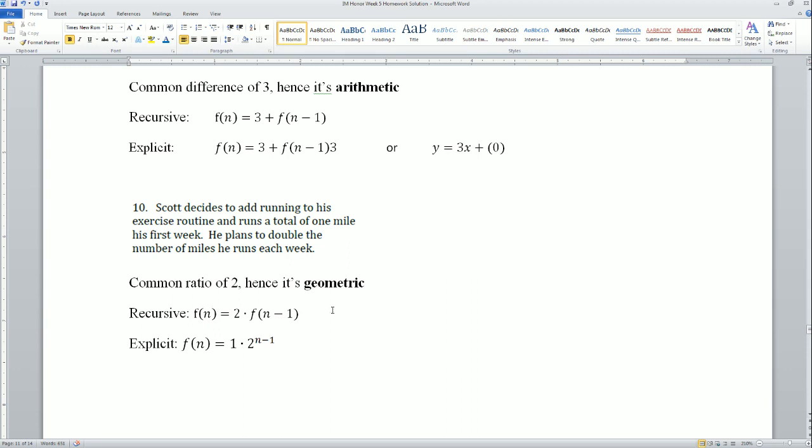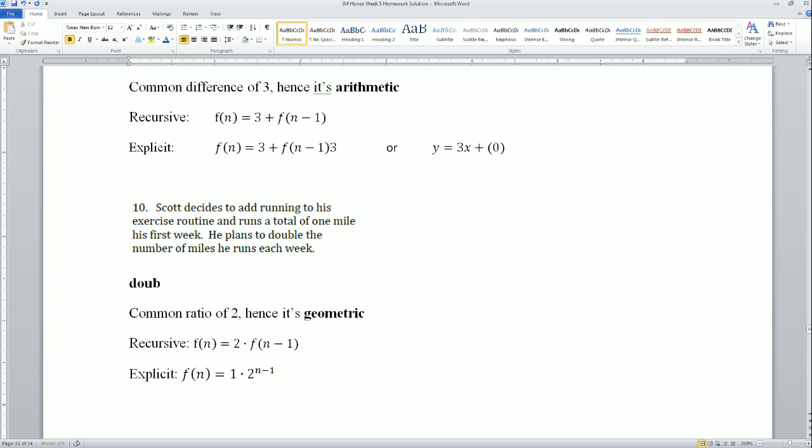10. Scott decided to add running to his exercise routine and runs a total of 1 mile his first week. He plans to double the number of miles he runs each week, right? Look at the keyword here. Double the number of miles, right? That is the keyword. This indicates that it is changing, it is doubling. In the process, it's geometric because it's being multiplied, right? Double means 2 times that. So it's a multiplication, so it's 2 times that.